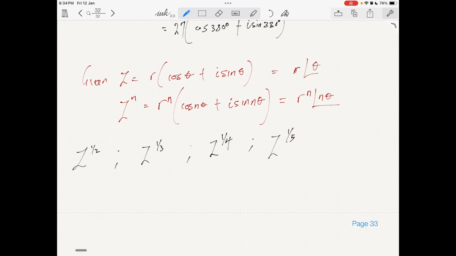Now we know that z raised to power 1 over 2 is the square root of z. z raised to power 1 over 3 is the cube root of z. z raised to power 1 over 4 is the fourth root of z according to the law of indices, and z raised to power 1 over 5 is the fifth root of z.